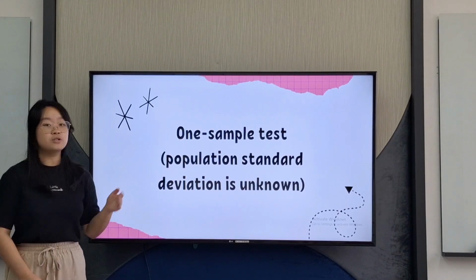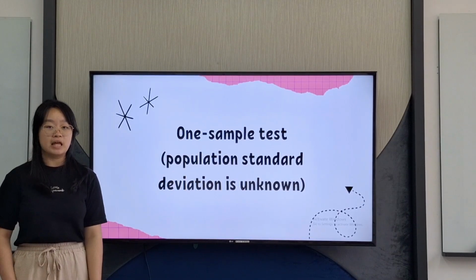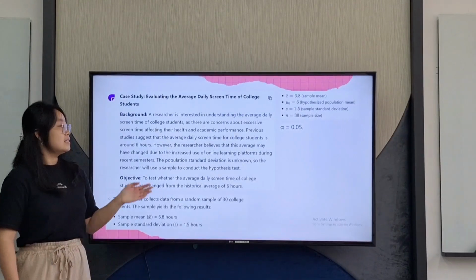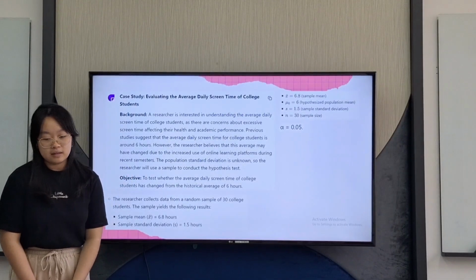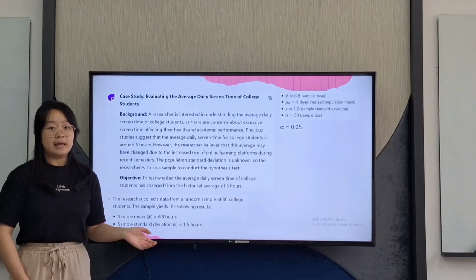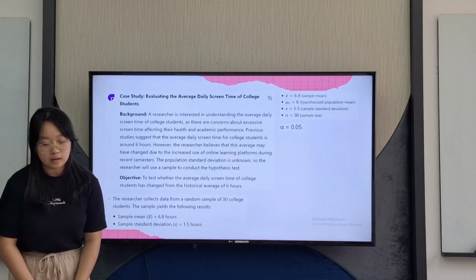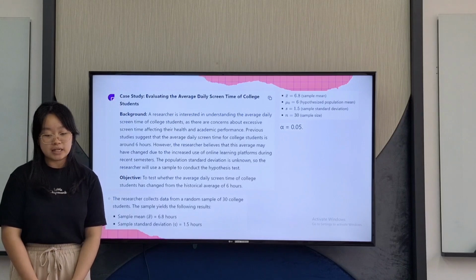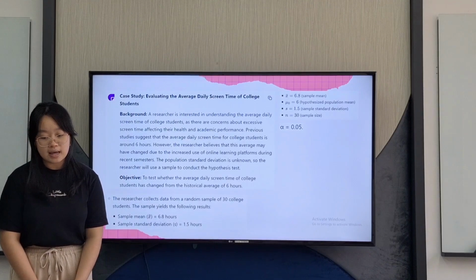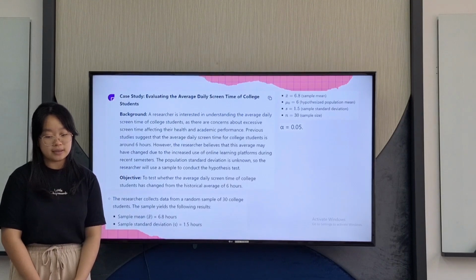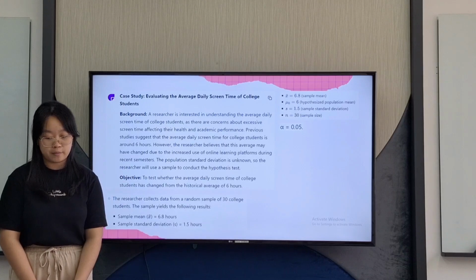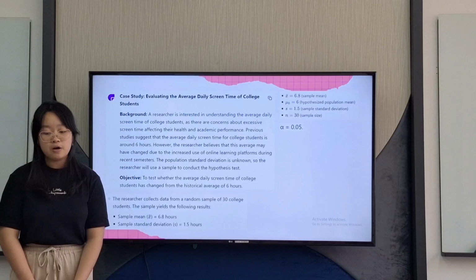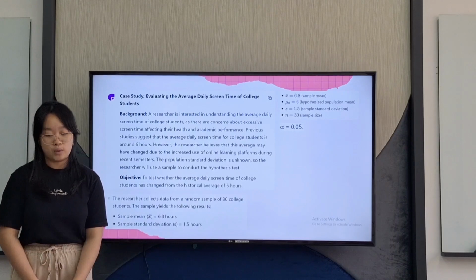Next is the second case, which is one sample test where population standard deviation is unknown. This is the case study. It is about evaluating the average daily screen time of college students. A researcher is interested in understanding the average daily screen time of college students as there are concerns about excessive screen time affecting their health and academic performance. Previous studies suggest that the average daily screen time for college students is around 6 hours.